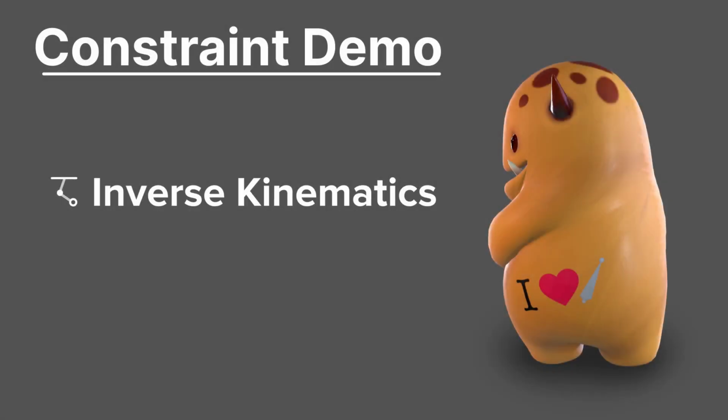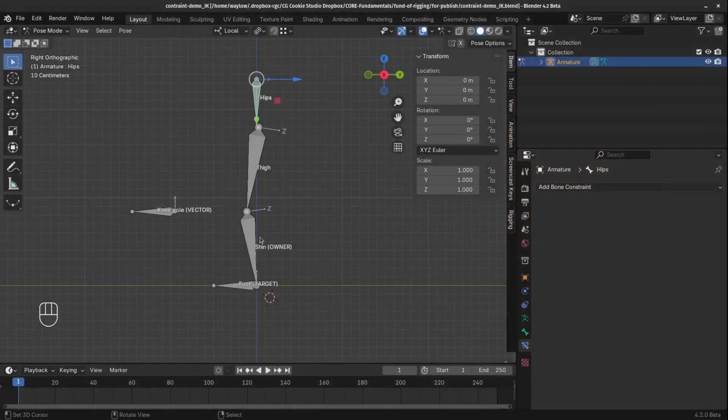The IK constraint is a little bit different to the others where it actually works on a chain of bones rather than just a single bone. So I've gone ahead and created a little bit of a setup here where you might see an IK chain used, and that would be a leg. So in this little mock setup, I've got my hips that are connected to the thigh bone, and the thigh bone's connected to the shin bone.